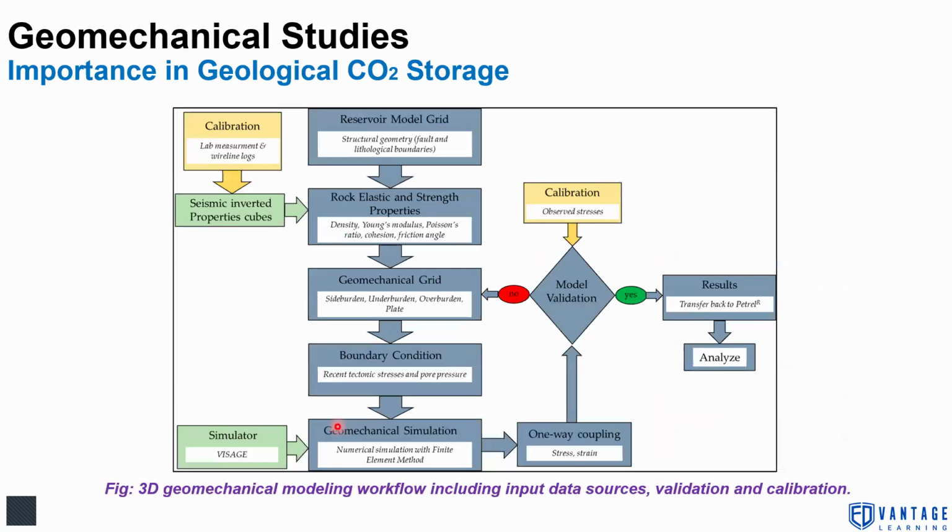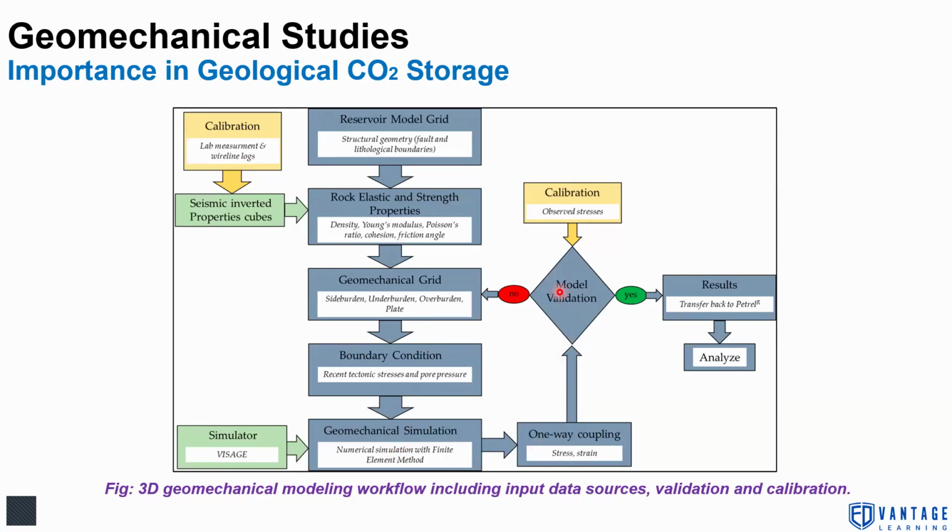And your geomechanical studies generally have this flow chart where we calibrate first lab measurement and well logs. So lab measurement from special core analysis, we try to get the mechanical properties of log, and that will help us give the 1D and 3D for rock elastic and strength properties to build a geomechanical grid, and give boundary conditions like my sigma 1 is my max stress. Above that, your injection will stop. So that will give us geomechanical simulation with one-way coupling of stress and strain modeling.